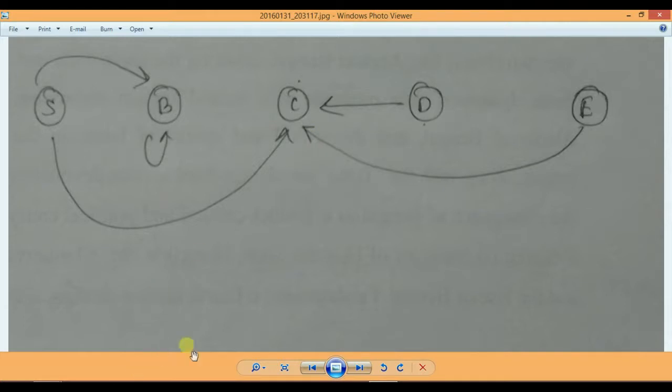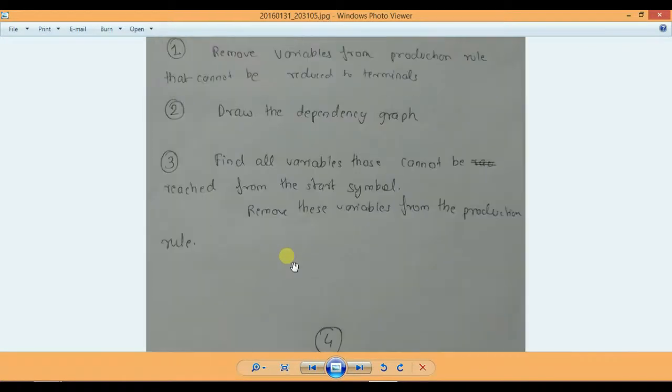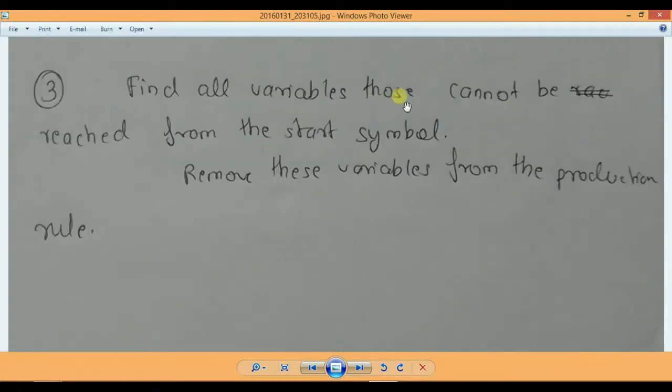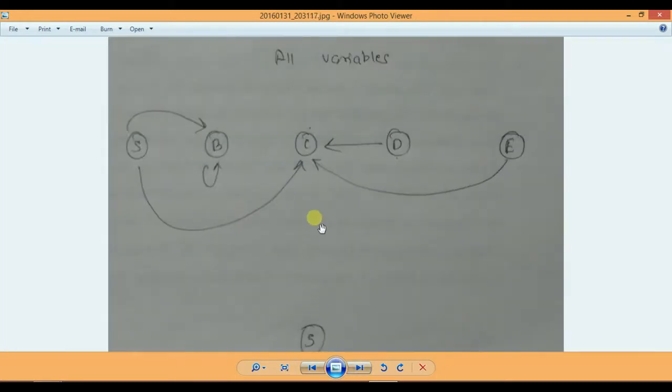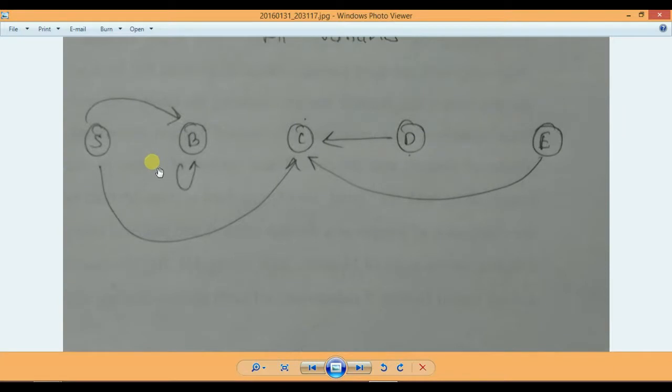Now let's read the third point. Find all variables that cannot be reached from the starting symbol. Remove those variables from the production rule. Now, which variable cannot be reached from the starting symbol? In our case, the starting symbol is S. We can reach B from S. We can reach C from S. Can we reach D from S? No, we can't.